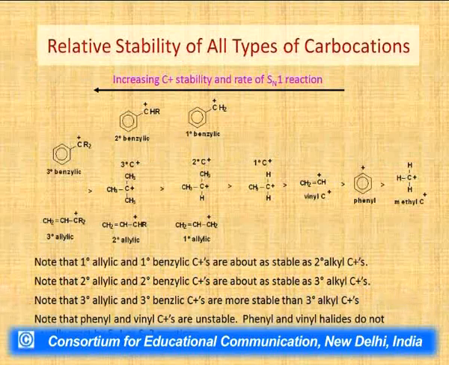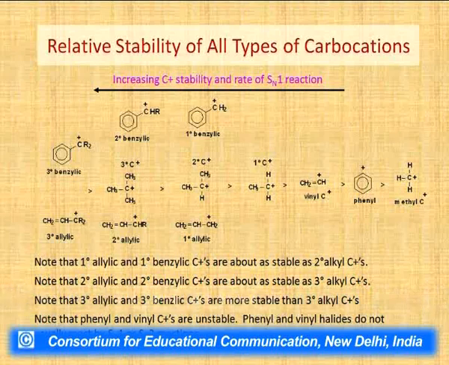Relative stability of all types of carbocations. Here we can see all types of carbocation like 3 degree benzylic, 2 degree benzylic, 1 degree benzylic, 3 degree allylic, 2 degree allylic, 1 degree allylic, then tertiary, secondary, primary, vinylic, phenylic and methyl carbocation.